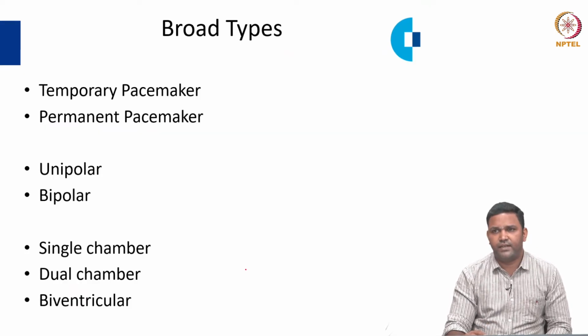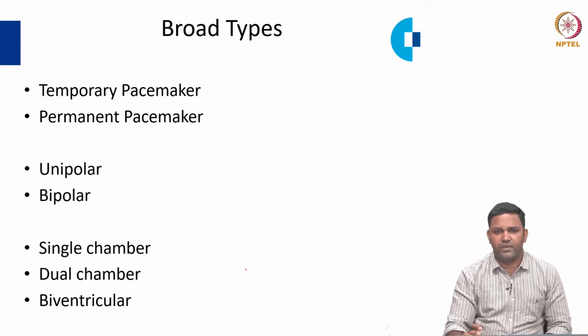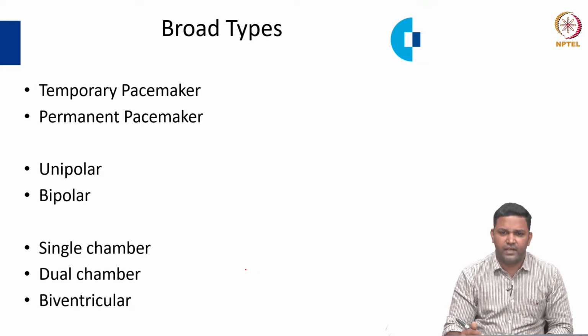So what are the broad types of the pacemaker? One, it's a temporary pacemaker or a permanent pacemaker. It goes with the name. Temporary pacemaker is bound to stay only for a short period of time. Like say in a patient with acute myocardial infarction, if he had developed a complete heart block which is expected to resolve in a matter of time, then we can go for a temporary pacemaker. It's only as a temporary solution. And second is a permanent pacemaker.